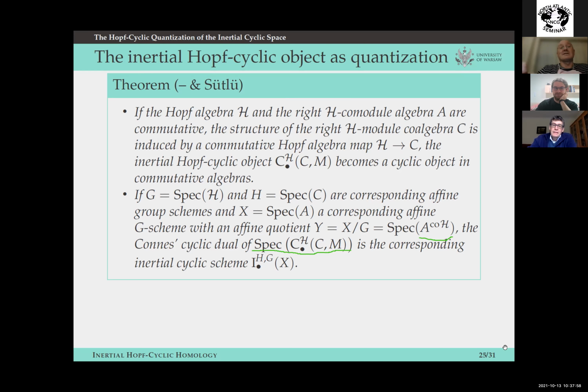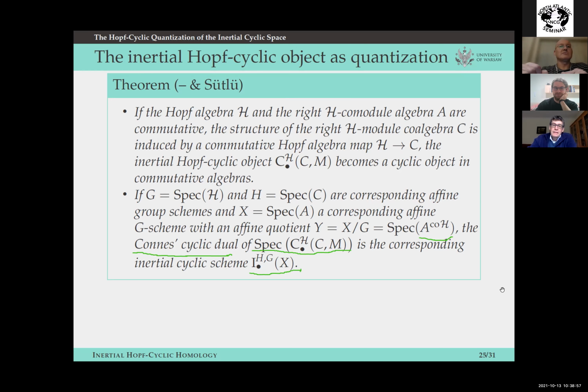But if we apply to this co-cyclic scheme the cyclic duality of Connes, we obtain the inertial cyclic scheme as it was before. Nice. So this is not this construction on the nose, but up to Connes' cyclic duality. So you see two non-trivial places where Connes' cyclic duality plays a role. The first was this comparison of two realizations of cohomology of a manifold, one de Rham and one Alexander-Spanier, related by this Connes duality. And second, this quantization up to Connes cyclic duality of this inertial cyclic scheme by means of this inertial Hopf-cyclic module.